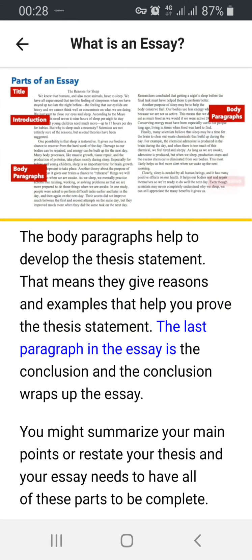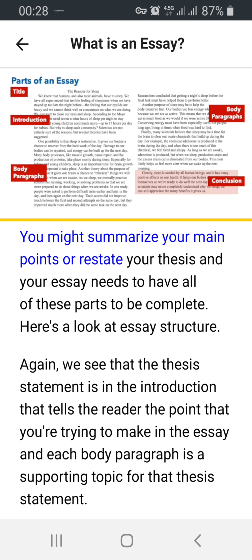The last paragraph in the essay is the conclusion, and a conclusion wraps up the essay. You might summarize your main points or restate your thesis. And your essay needs to have all of these parts to be complete.